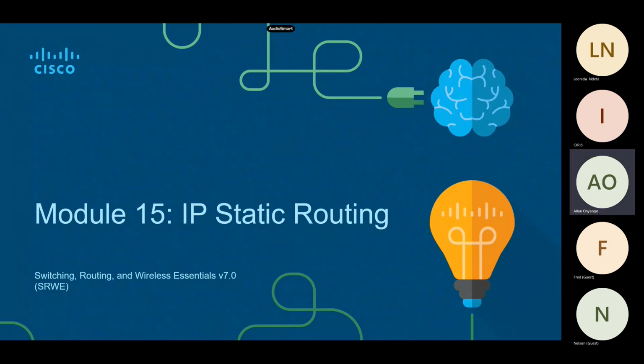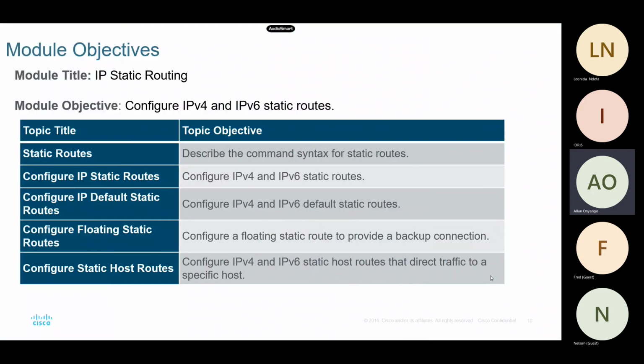IP static routing. To start us off, just check out the objectives of what we're going to study this evening. We are going to configure IPv4 and IPv6 static routes, and this is very important, especially when it comes to your exams, the industrial exams. We're going to describe the syntax of configuring a static route, basically the command structure, and then we'll configure IPv4 and IPv6 static routes, and we will look at the different types of static routes.